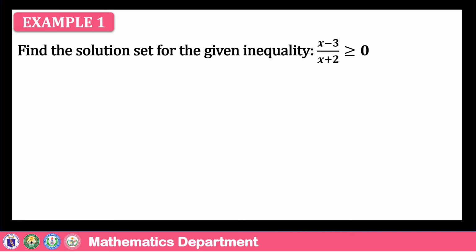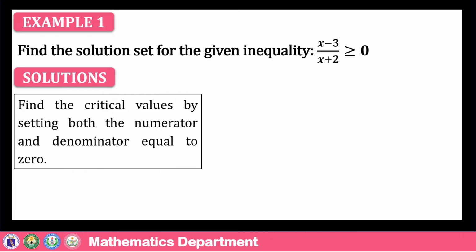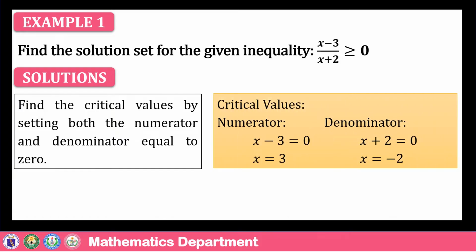Now, we have here, find the critical values by setting both the numerator and denominator to be equal to 0. Now, for our numerator, we have here x minus 3. So ito yung numerator na nakikita natin, and in solving for x, we'll have x is equal to 3.